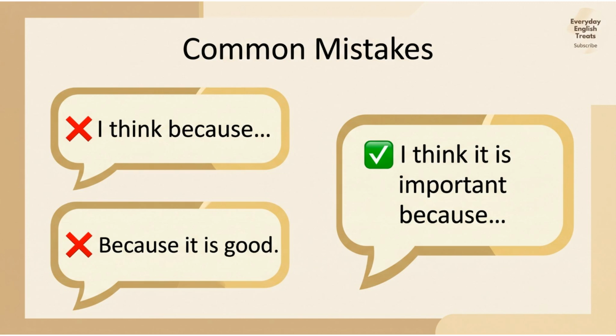Our second example is, "Because it is good." Although this is grammatically correct as a phrase, it isn't a complete answer. The listener doesn't know what you're talking about. Instead, combine your opinion and your reason into one complete sentence. For example, "I think volunteering is important because it teaches valuable life skills."